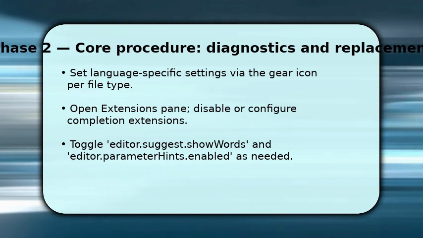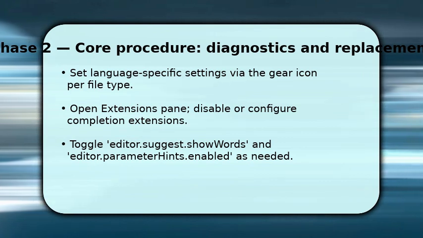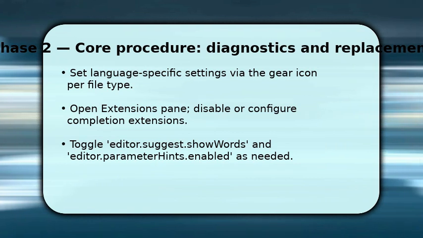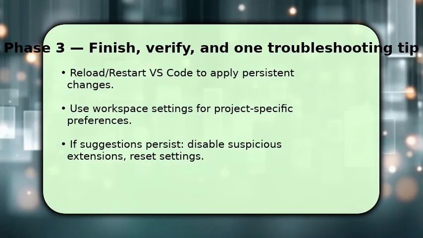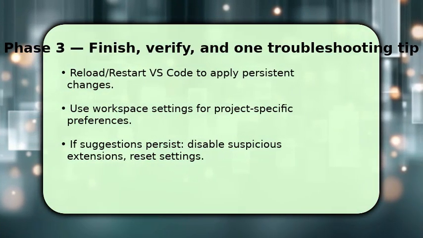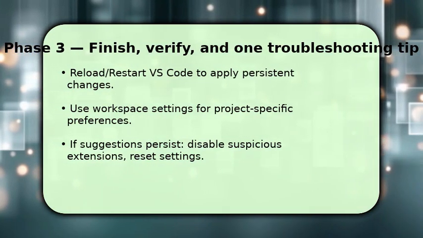Also turn off Editor. Suggest. Show words and editor. Parameter hints. Enabled to reduce word and parameter pop-ups. This combination targets both built-in IntelliSense. You finish by reloading the window or restarting VS Code so all toggles stick across sessions.